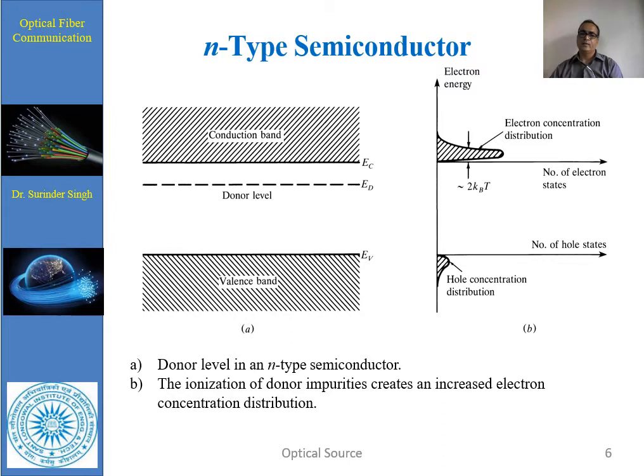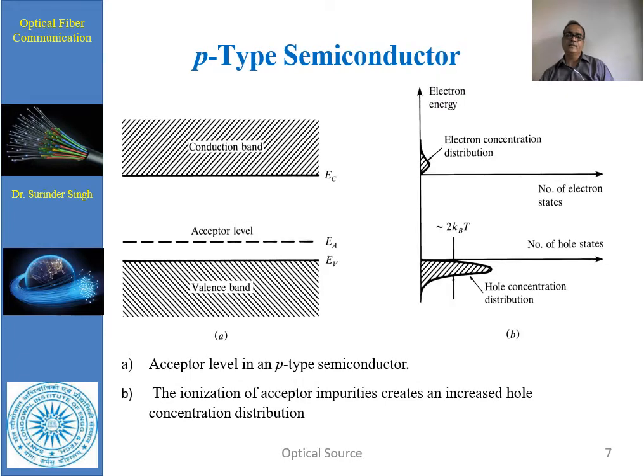So the donor level in n-type is just forming, this is the donor level, and this causes the electron concentration distribution to increase in the conduction band, and the number of electrons in this state increases, whereas in the valence band the hole concentration distribution decreases, which is shown from this electron energy diagram. Further, there is the p-type semiconductor.